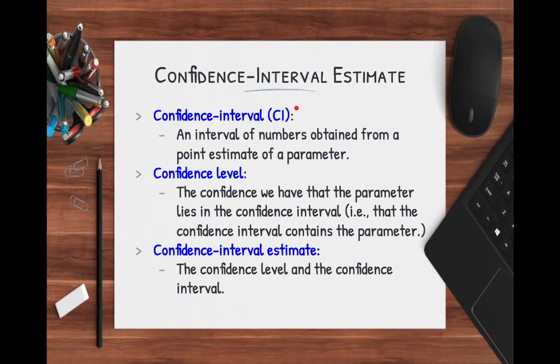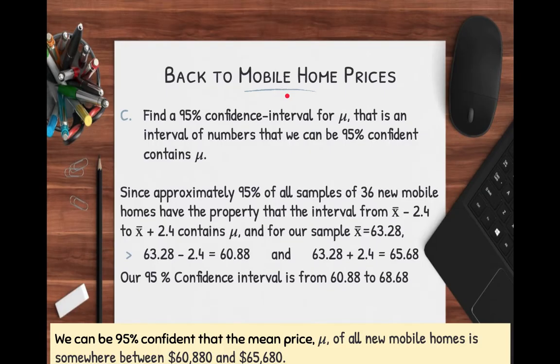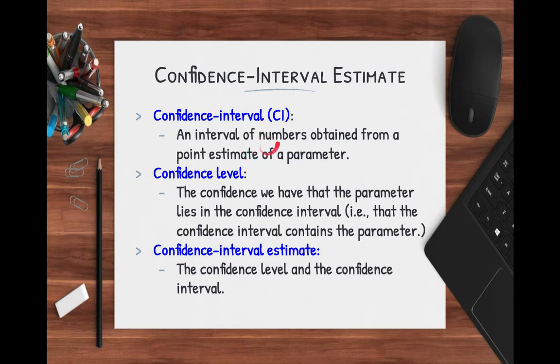So, again, the confidence interval is the interval of numbers from a point estimate. So that's going to be, in that last problem, our 60,880 to 65,680. That was our confidence interval, the interval of numbers that we're going to use to help estimate that parameter. The confidence level is how confident are we that this interval I gave actually has the value of mu in it somewhere.